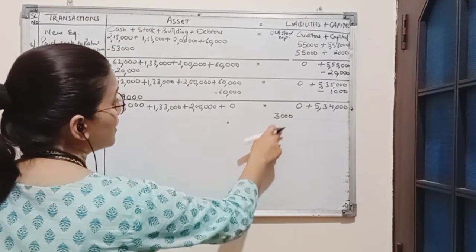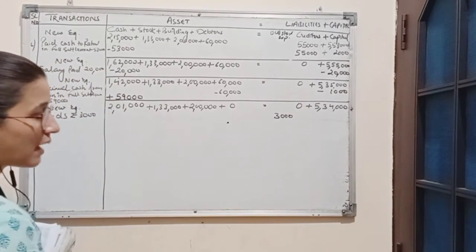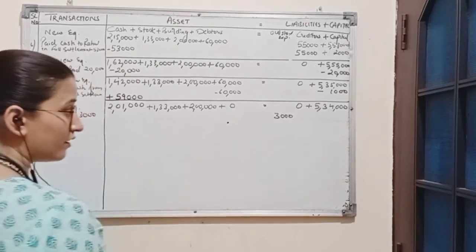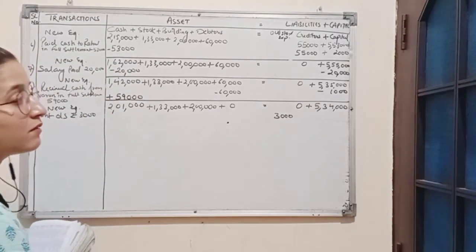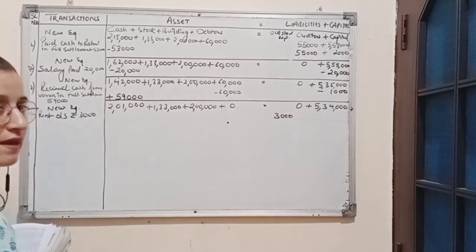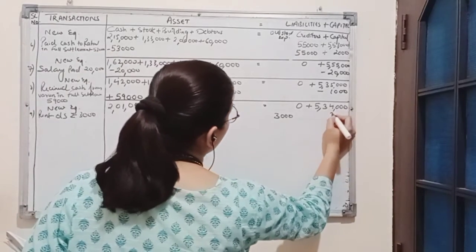At the same time, this amount will be deducted from capital because we have not paid rent yet, but we will pay that rent amount in future. So it is an expense. Expenses are always deducted from capital.